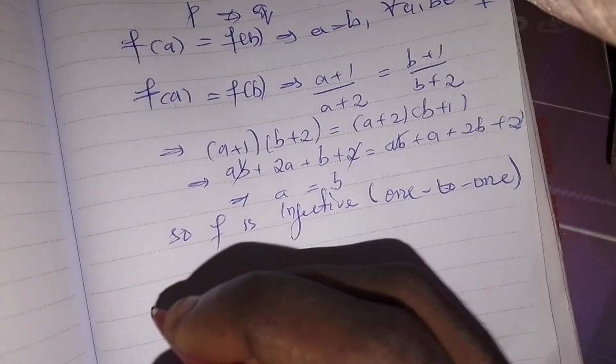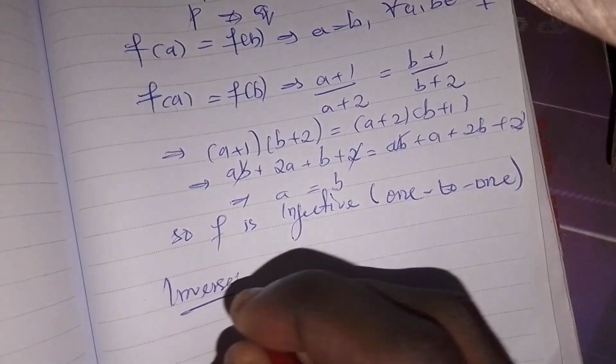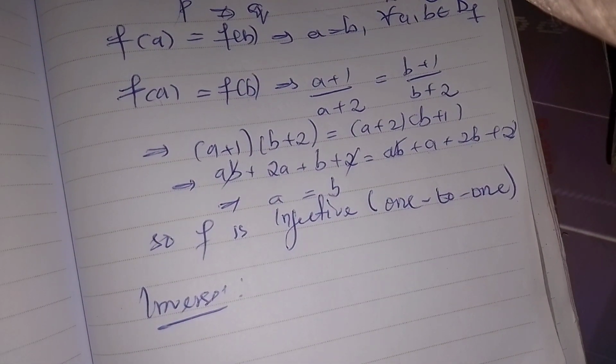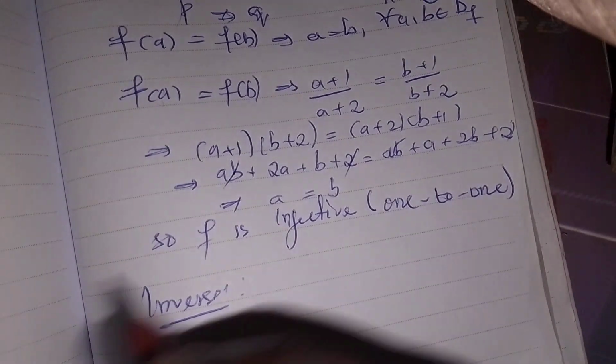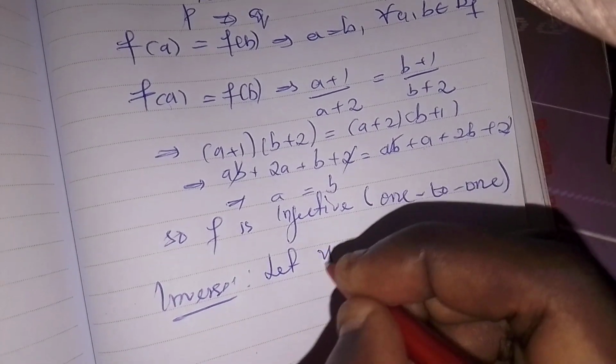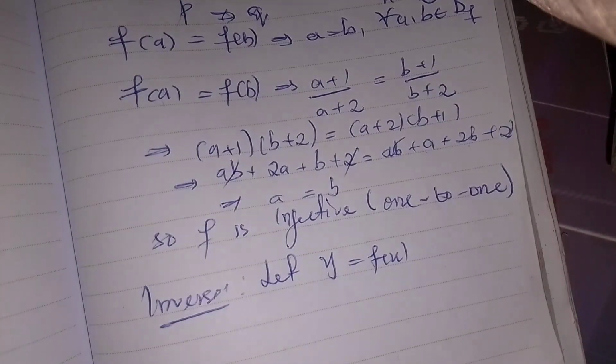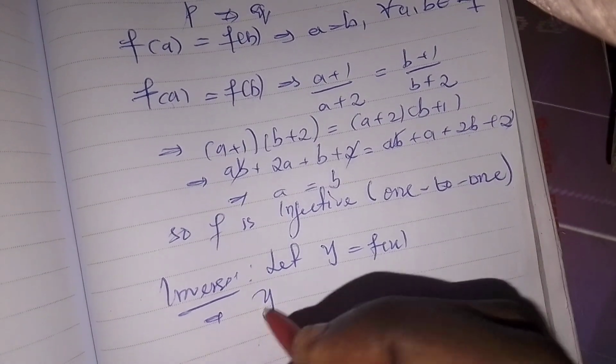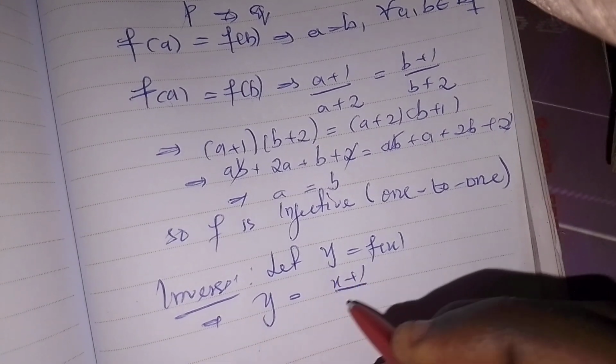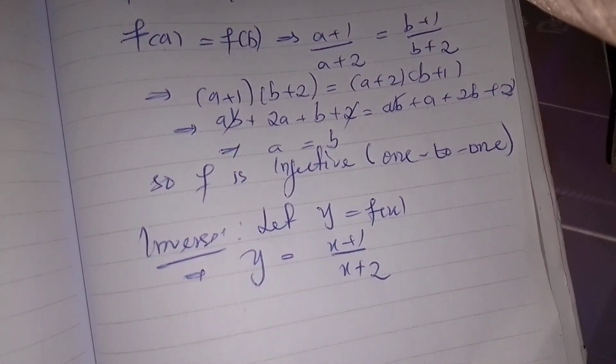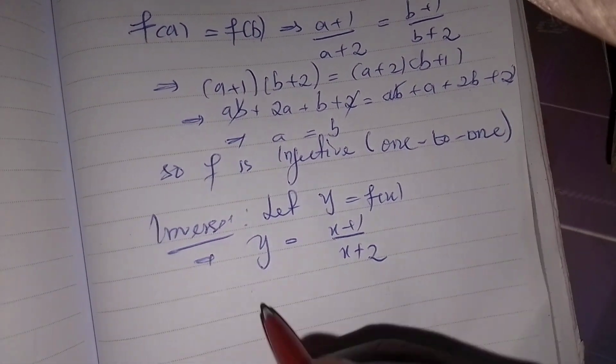Now let us see how we can find the inverse of the function. How do I find the inverse of this function? I'll start by letting y be equal to f of x. This means that y will be equal to x plus 1 on x plus 2. Then I'm going to make x the subject of the formula.